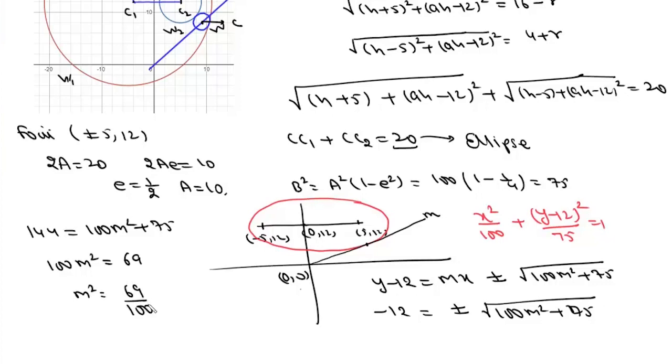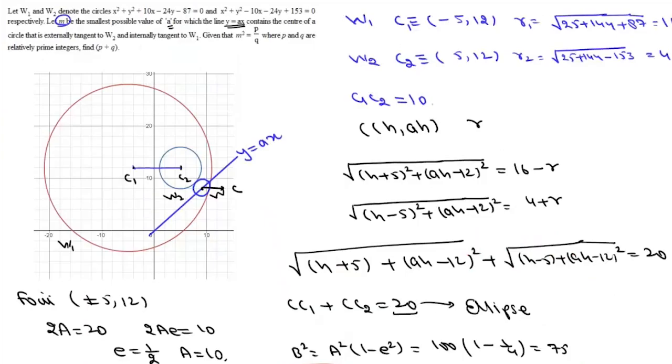So we'll get the least value of a, which is m, such that m square is 69 by 100. Now it says this m square is p by q, and we have to find the value of p plus q. In this case, the value of p plus q is 169. So the answer to this question is: the value of p plus q is 169.